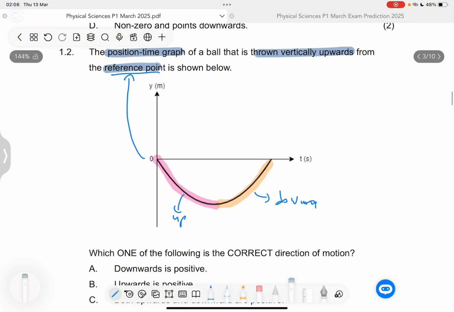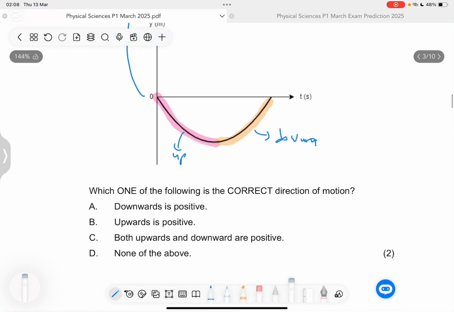So basically that's what I can say. I'm not saying a lot of things here because there's much more that I can say with this graph, but I'm not going to touch on that because we studied vertical projectile motion graphs in detail. If you want more information on these graphs, go check the playlist of vertical projectile motion graphs. The question then asks us which one of the following is the correct direction of motion? So here they're interested in the direction.